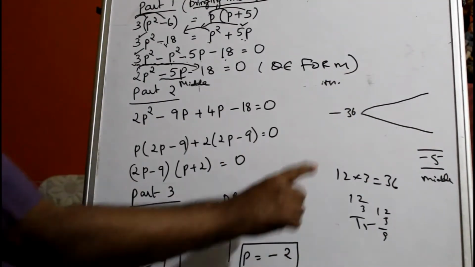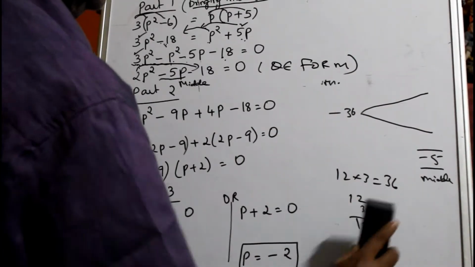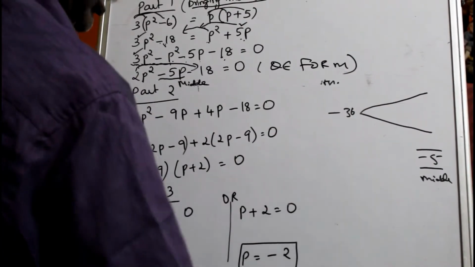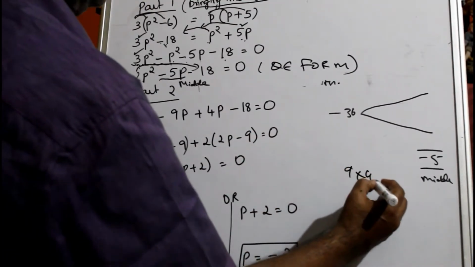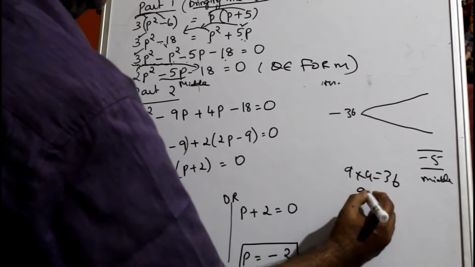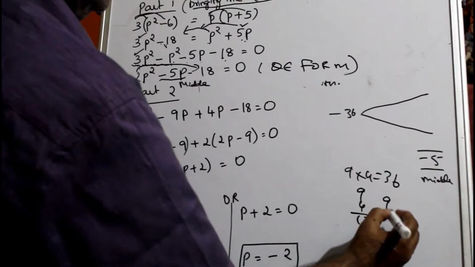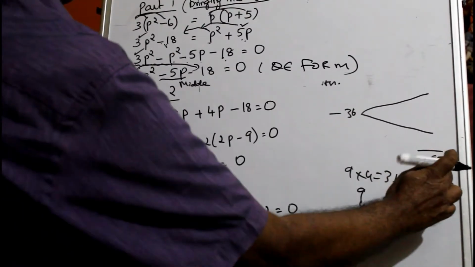Don't see the signs now. Just add and see and subtract and see. So 12 and 3 is not coming. We'll go to the next factor of 36. 9 fours are 36. So 9 plus 4 is 13, and 9 minus 4 is 5. So you get the 5 here.